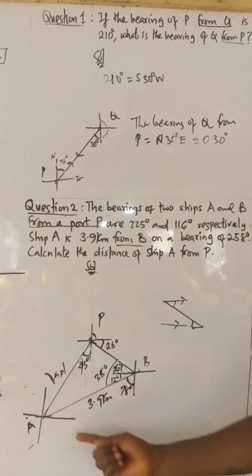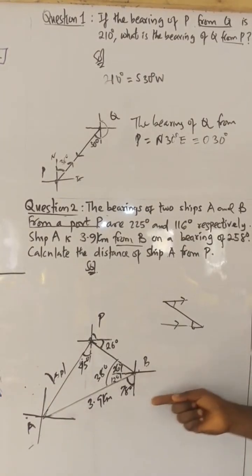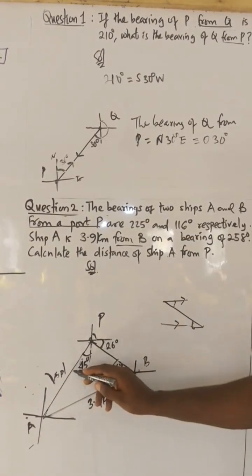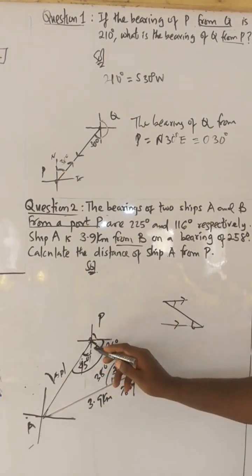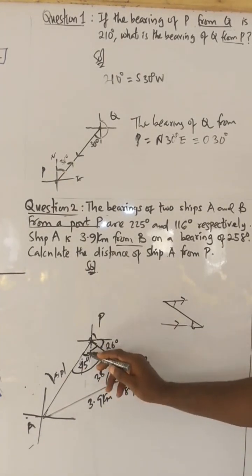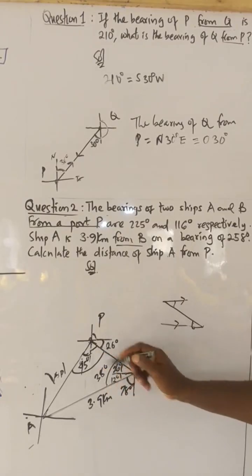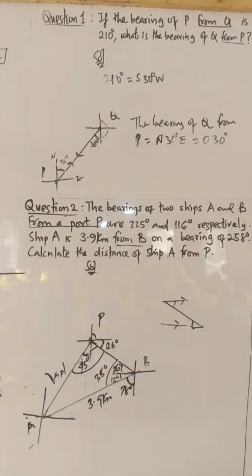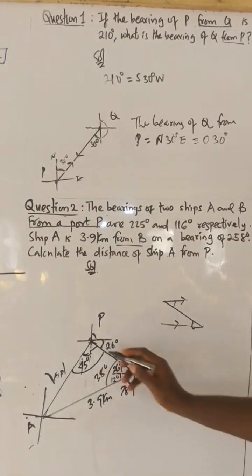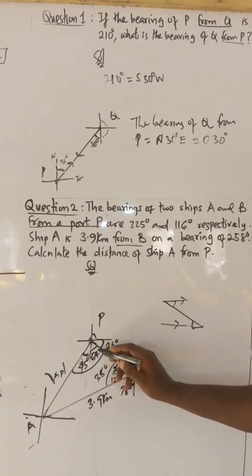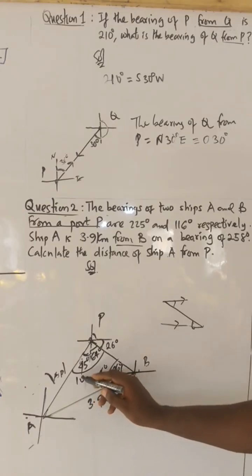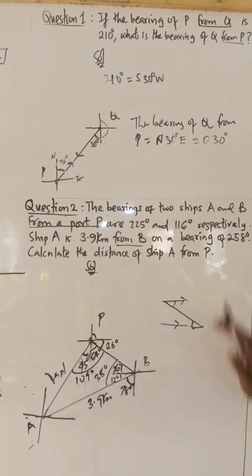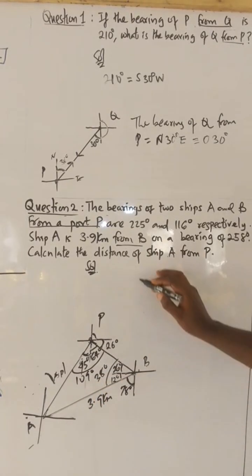We are given 3.9. That's AB. So we need the whole angle facing AB also. We need this whole angle. Now this angle is already 45. So this other part, you can get it. Why? Everything here is 90. From 90, if we remove 26, that will give us what? 64. If we add 64 and 45, we are going to get 109. So it is as though we have this triangle this way.